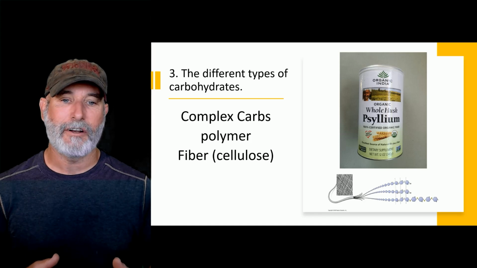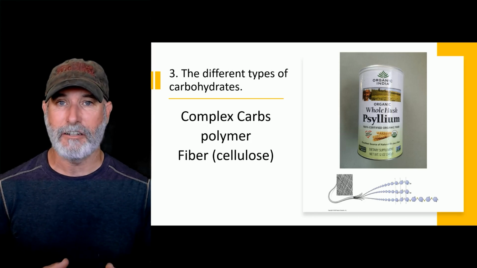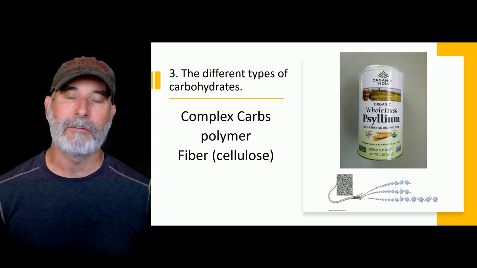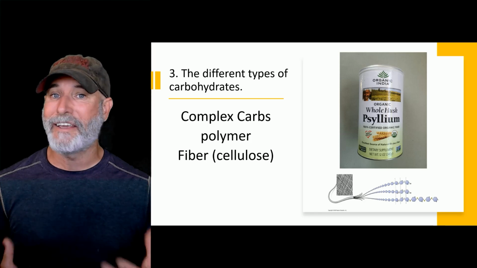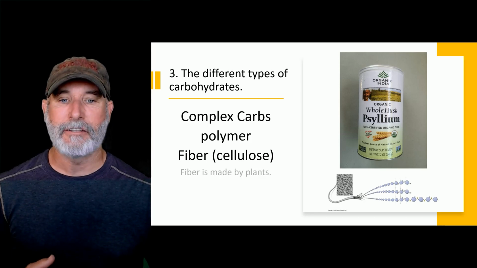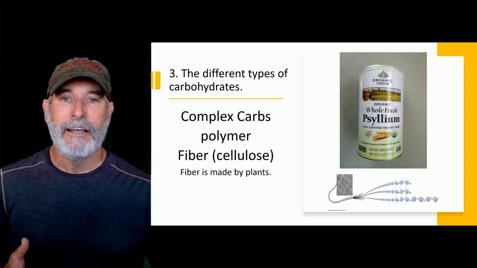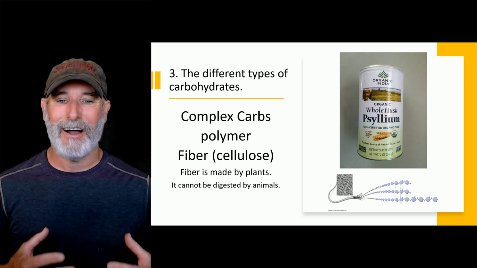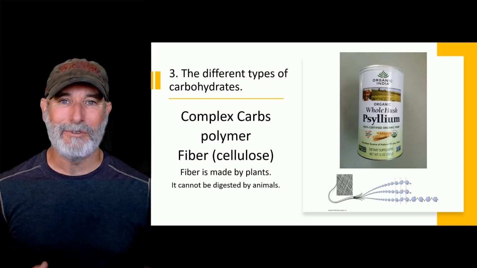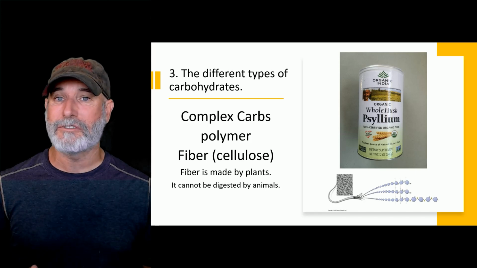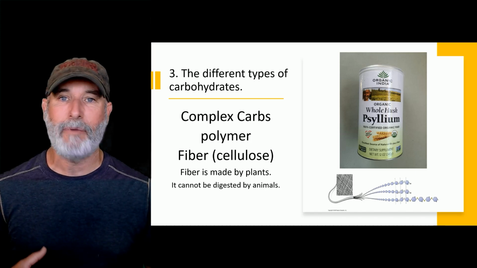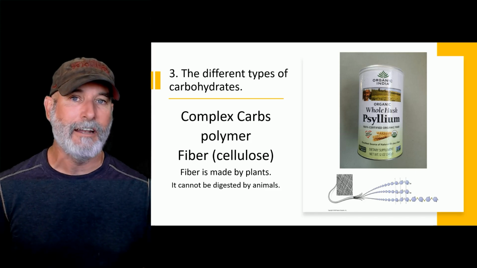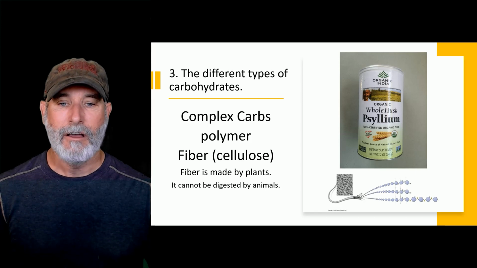Then, of course, there's fiber, which is made up of cellulose, which is also a polymer of glucose, but we can't digest it. It's made by plants. It's the cell wall of plants, but believe it or not, fiber cannot be digested by animals. Now, lots of animals consume lots of plant material, but they have bacteria and other things inside their gut that can help them break it down.